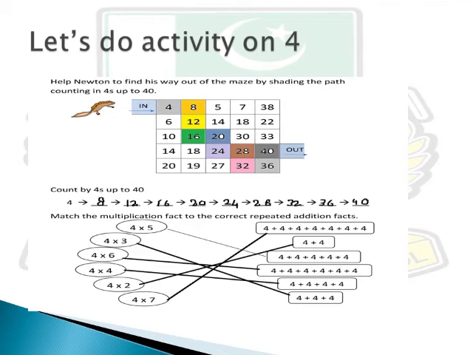Let's do an activity on 4. Now help Newton find his way out of the maze by shading the path, counting in 4s up to 40. You can count: 4 plus 4, 8, 8 plus 4, 12, 12 plus 4, 16, 16 plus 4, 20, 20 plus 4, 24, 24 plus 4, 28, 28 plus 4, 32, 32 plus 4, 36, 36 plus 4, 40.